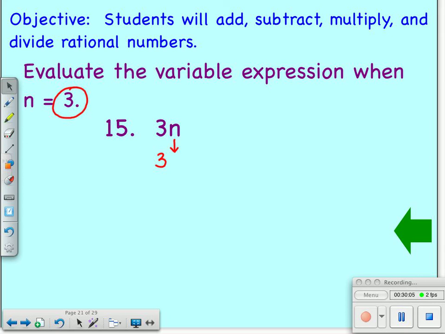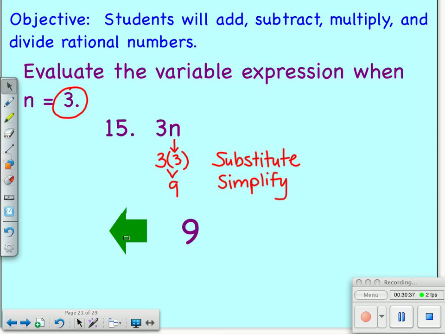I'm using these parentheses to show multiplication. Without the parentheses, it would just say 33. But that's not what we want to do here. We want to multiply. So 3 times 3, this is substitute. That's my first step. And now I simplify by actually multiplying. 3 times 3 is 9. So there's your answer of 9.